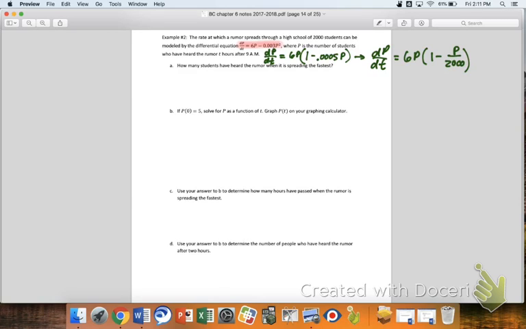Okay, so this says how many students. Which letter would go with how many students? P, it's population. So let's rephrase the question a little bit. What do you think the population would be when the rumor is spreading fastest?